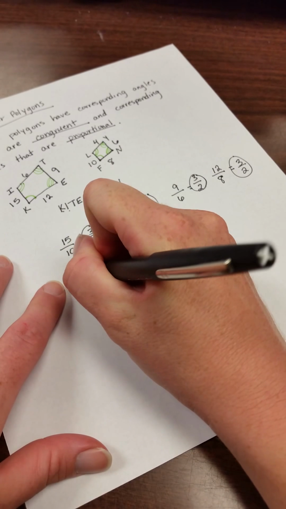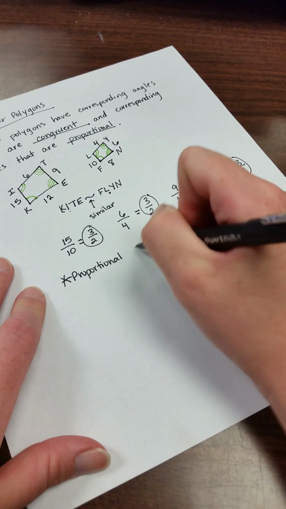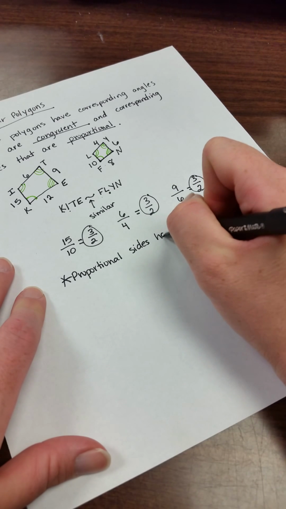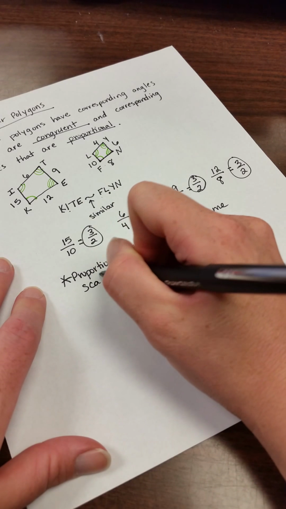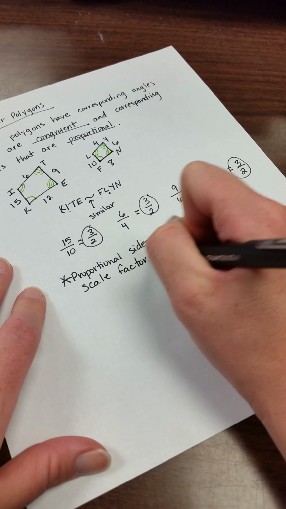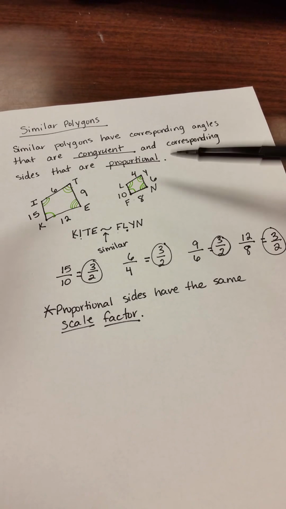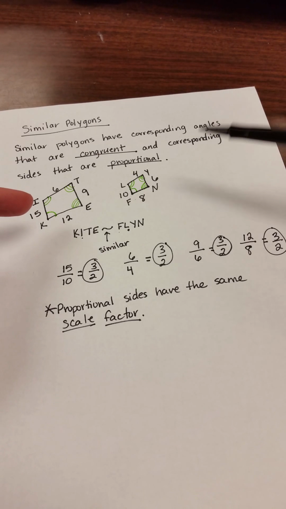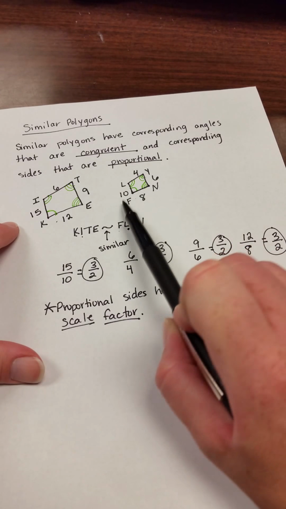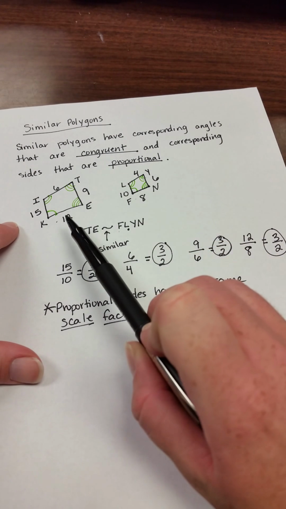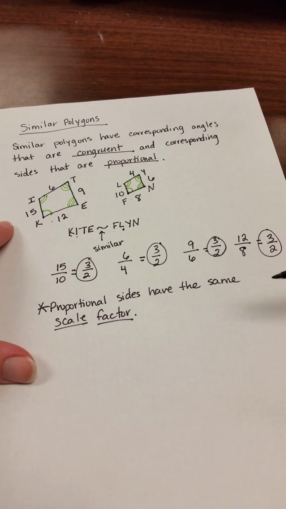So proportional sides, this is what I want you to write. Proportional sides have the same scale factor. Okay, so if I were to give you a picture of 2 shapes and say, these are similar, find the scale factor, you would look at the sides that go together. So like if I gave you this one, you would put 12 over 8, reduce it, and that would be your scale factor. So that's all you'd have to do.